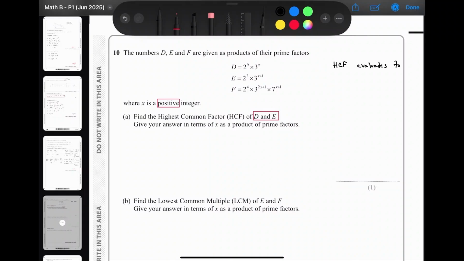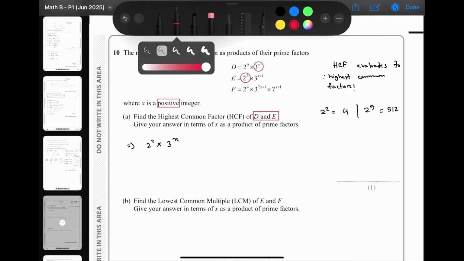HCF stands for highest common factor. This means we need to find the highest number that is common, so it can divide both D and E. We will be taking common prime factors, and only take those which have the lower exponent among them. As you can see, they are circled on screen. 2 squared is quite clearly smaller than 2 to the power of 9, and with 3 it is much clearer. Hence, we write them as multiplied and we get our answer.